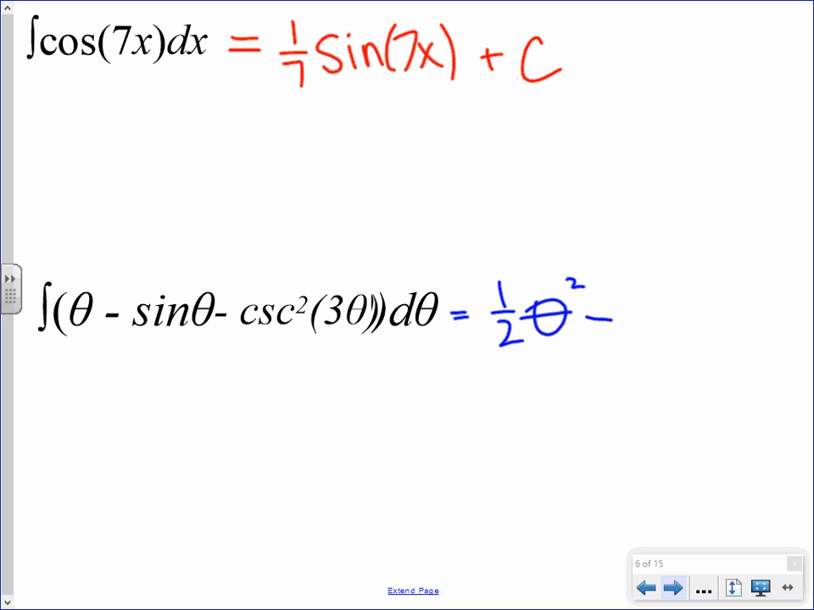Minus. You can either think of that as a negative sine of theta or minus sine of theta. Okay, so we're subtracting. Abram, what's the antiderivative of sine theta? Negative cosine. Okay, so if the antiderivative of sine is a negative cosine and we're subtracting, this is going to become minus negative cosine.